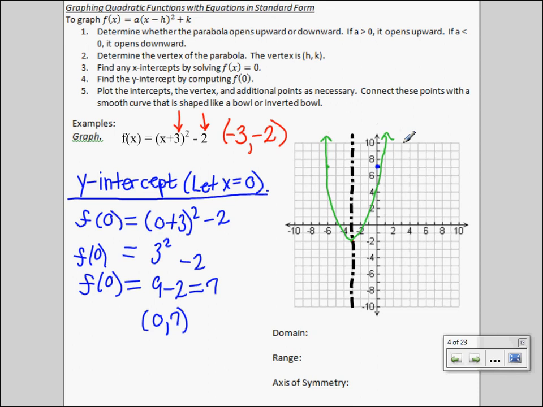Now the domain is going to go forever in the negative direction to negative infinity, and it's going to go forever to positive infinity. The range is going to be bracketed, the y component of the vertex, comma, positive infinity, and then parentheses. And finally, our axis of symmetry would be x equals the x component of the vertex, or x equals negative 3.